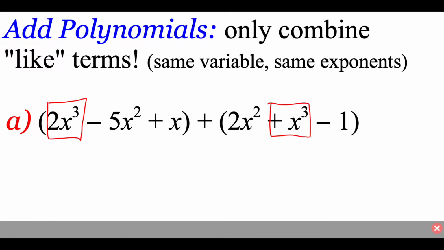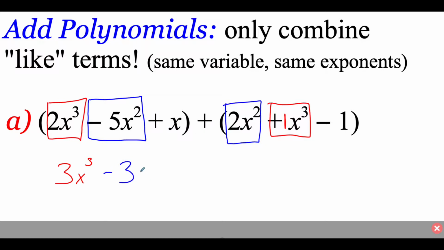Now when we're adding, what we're going to do is just add the coefficients. So in front of this first x cubed, I have a 2. But in front of this other x cubed, I have just a 1 in front of there. So if I add those together, well, 2 plus 1 is going to give me 3, but then I keep the x cubed on it. Then I want to look at the next lowest power. So in my first polynomial, I have this negative 5x squared, and for x squareds in my second polynomial, I have 2x squared. I want to add those together. So negative 5 plus 2 is negative 3, but then I keep the x squared on it.